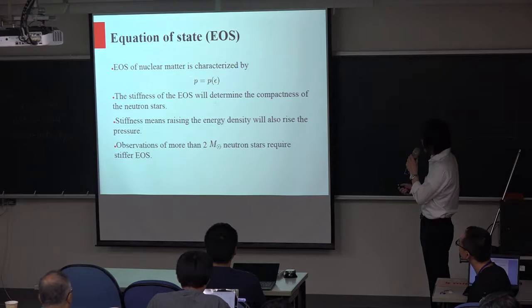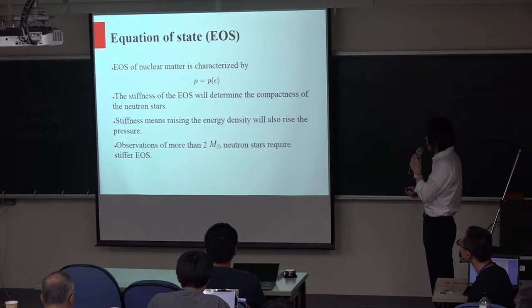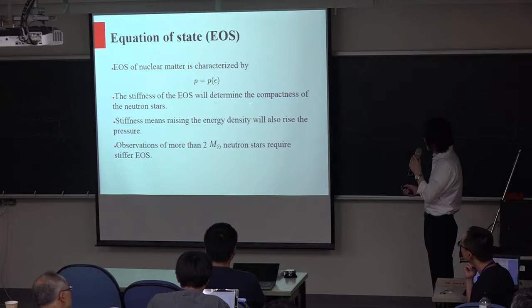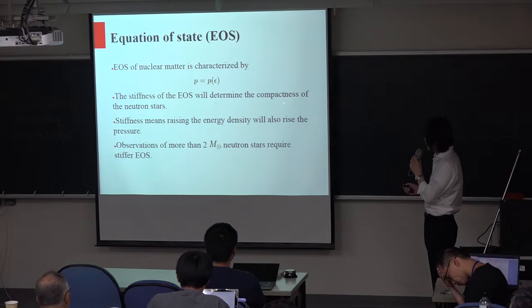So what is the equation of state? The equation of state of nuclear matter is the relation between the energy density and the pressure. It has a parameter called the stiffness, which describes how the energy density rises when the pressure rises. So it will determine the compactness of the neutron stars.